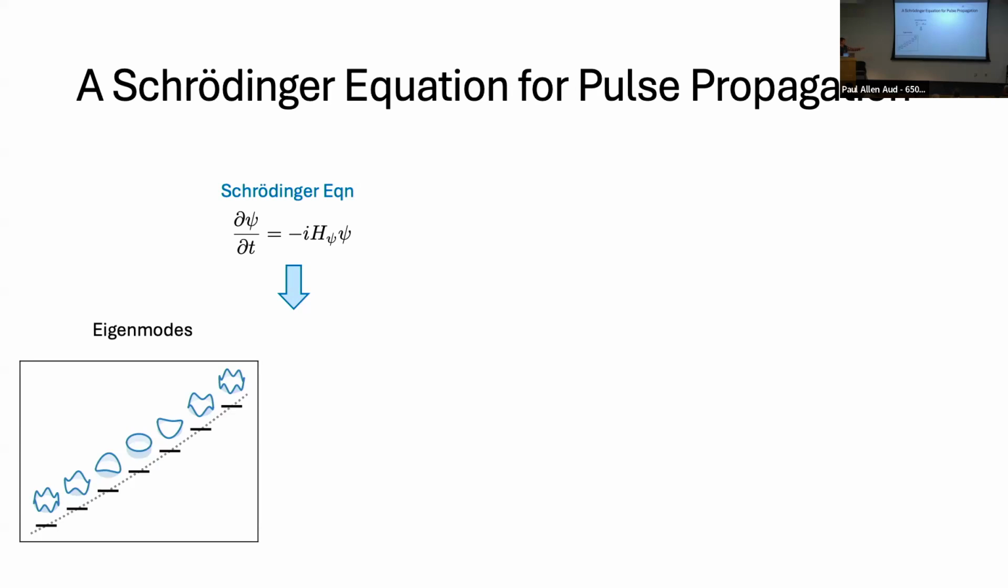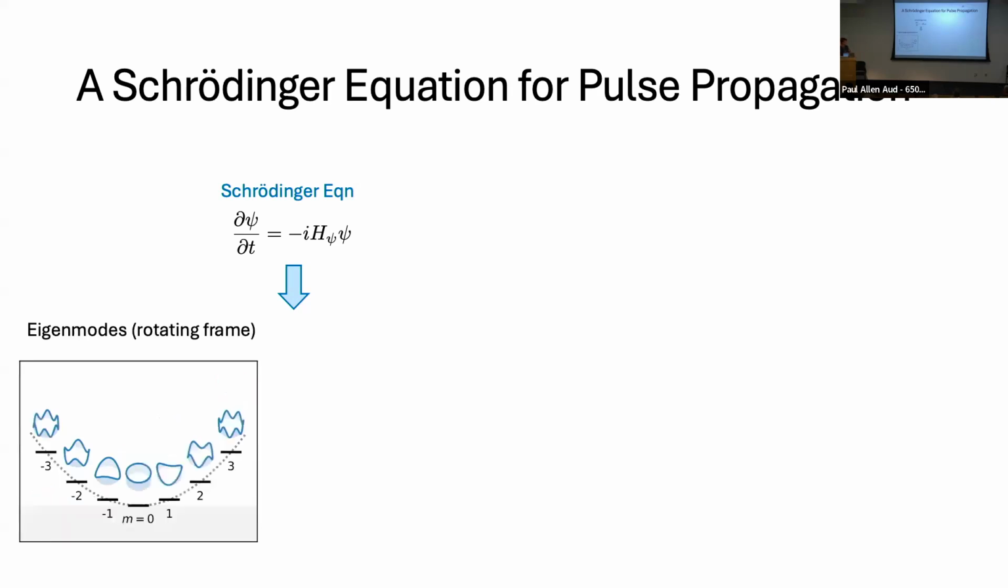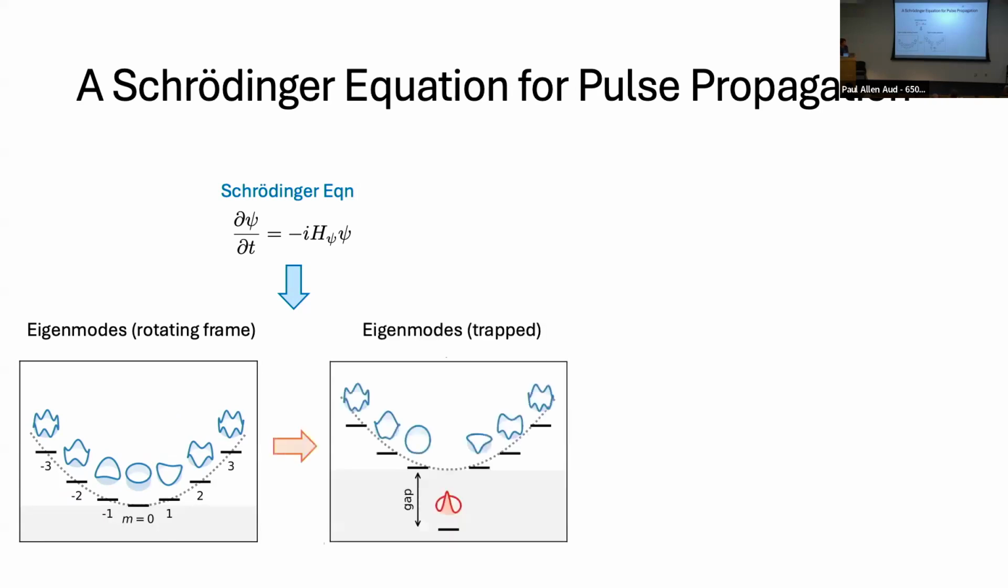So this would be in the lab frame, and this would be in the rotating wave frame, where the curvature of this potential is given by the group velocity dispersion in the waveguide. When I add in that trapping term, though, what that does is it creates a bound mode, which is separated from the rest of these continuum modes by an energy gap.